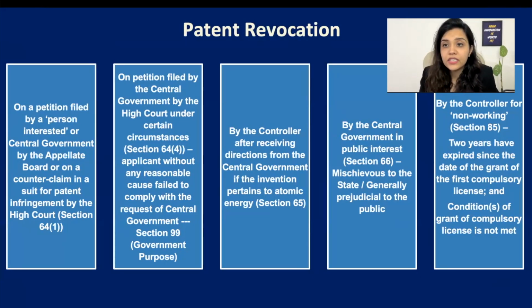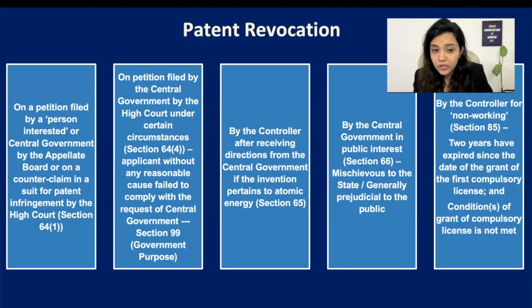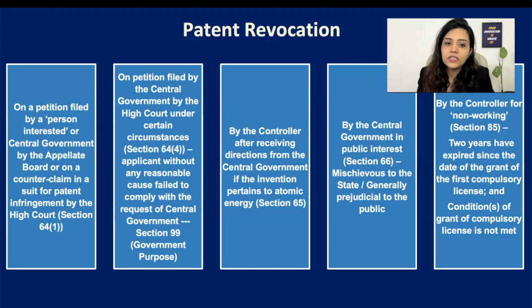So for example, section 99 says that there are certain scenarios where the government can use the invention for their own purpose. Or what is the government purpose? So the government has this exception, and now the government has imposed this exception onto our rights, and the government says on these grounds we want to use your invention, and you say no, you cannot use it on these grounds, then the central government can file for patent revocation.